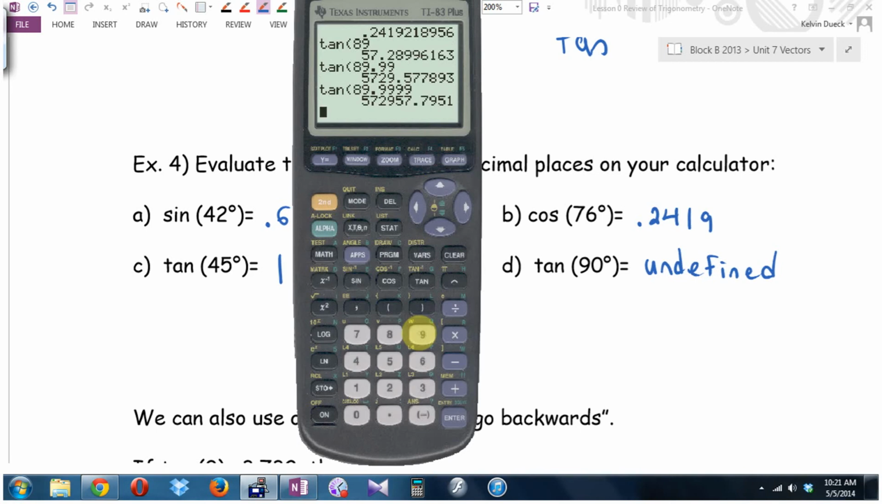As we get closer to 90 degrees, what happens to your answer? So in calculus, for those that take calculus next year, we would say the tangent of 90 degrees has a limit that approaches infinity. The closer you get to 90, the closer you get to infinity. Hey, really want tan of 89.999999999. There, I'm in scientific notation now. Okay.